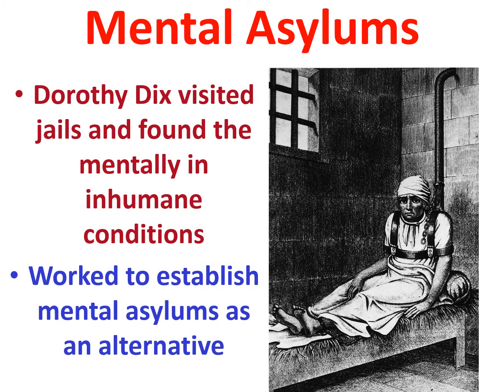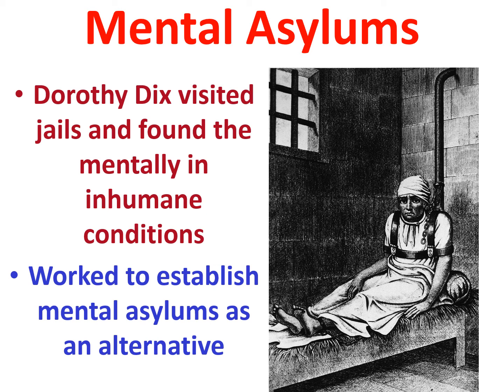Another part of the prison reform movement was when Dorothea Dix began to visit jails and found that the mentally ill were in inhumane conditions. Many of them were chained to walls. Some were put in cages. People did not know how to treat the mentally ill, and so they did inhumane things to them.